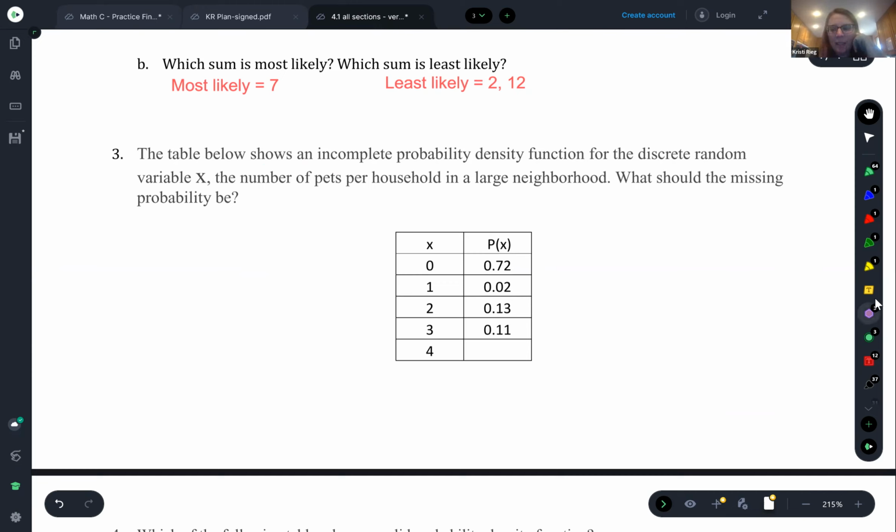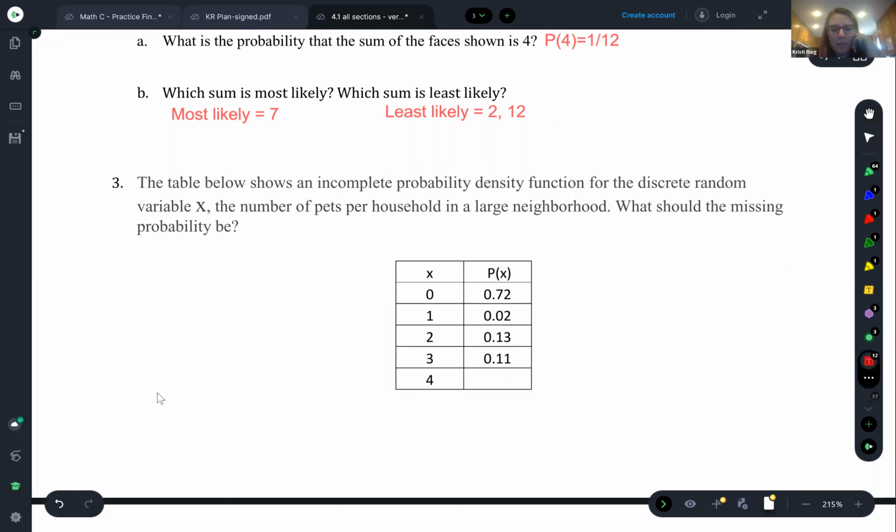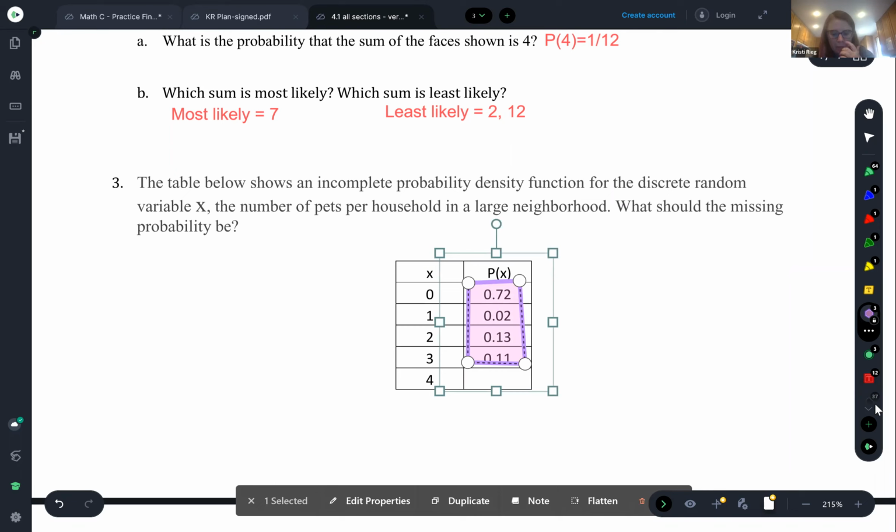And it's asking for this last box, what is the probability that somebody has 4 pets? Well, in order to do that, we need to first take everything that we have and add it up. So I'm going to add up all of these numbers right here on my calculator. I'm just going to do it on my calculator over here because you don't need to see how to add.